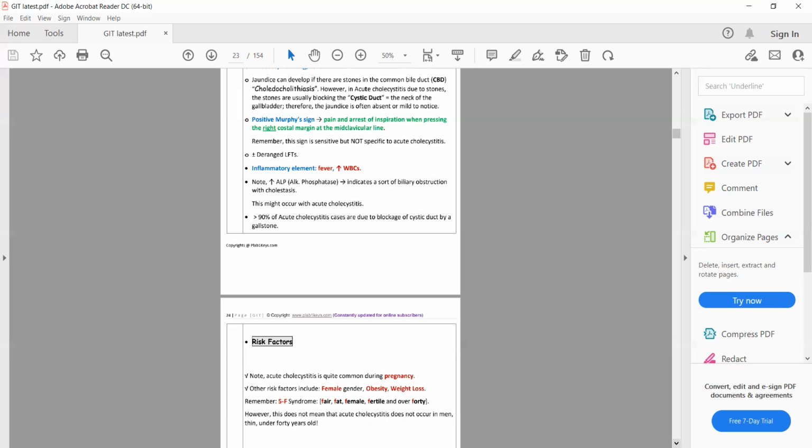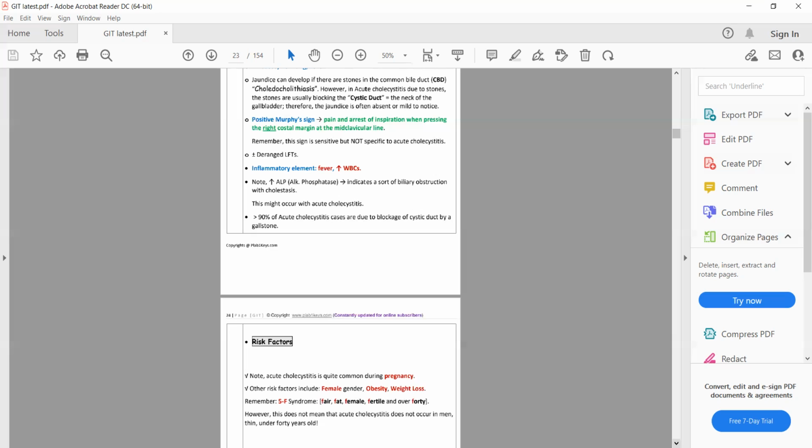So in the PLAB 1 exam, remember, don't confuse cholecystitis with ascending cholangitis. Both of them are different. To mark a diagnosis of cholecystitis, first you need to remember the risk factors. If a female in her 40s is obese and presents to you with right upper quadrant pain, positive Murphy sign, and nausea and vomiting, then it is most probably acute cholecystitis.